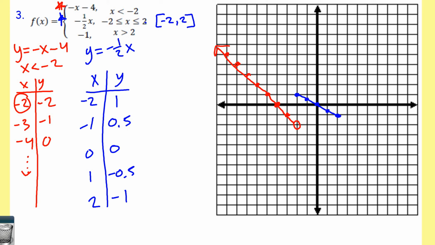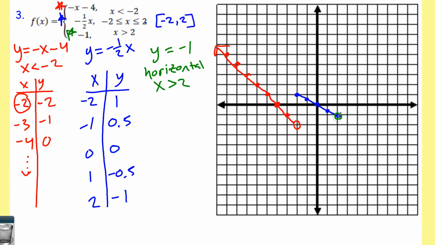All right, and let's do the third one. We get y equals negative 1, so hopefully we realize that is a horizontal line. So that's everywhere where x is greater than 2. So at 2, comma, negative 1, we have an open circle. Well, we have an open circle on top of a closed circle.